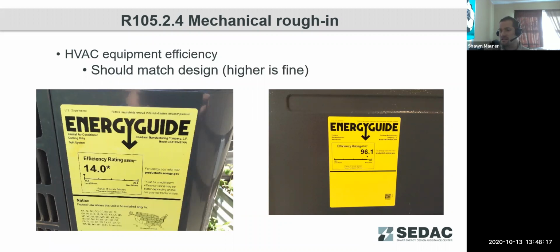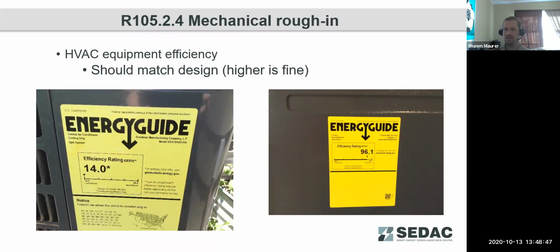Equipment efficiency is the next thing to check once you verify that the size is correct. Usually efficiency and capacity are listed on these energy guide stickers that are stuck on the units. On the left side of the screen, we've got an energy guide sticker for an AC unit denoting its SEER efficiency. And on the right, we've got a gas furnace that has its efficiency denoted. So does that efficiency match the design? If it's slightly higher efficiency, all the better, because you're going to save your client more money.